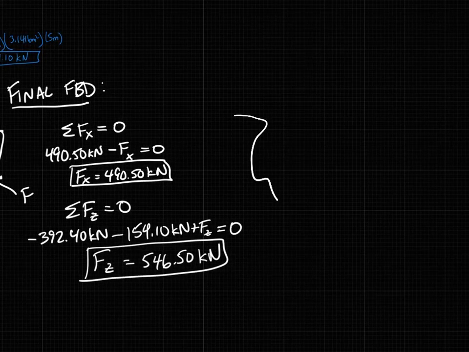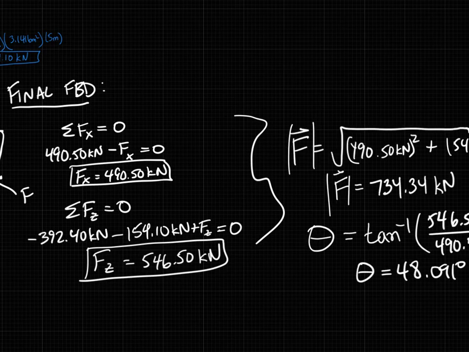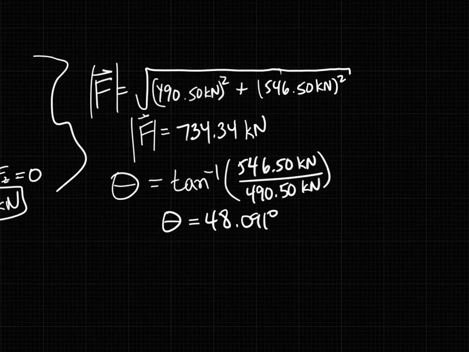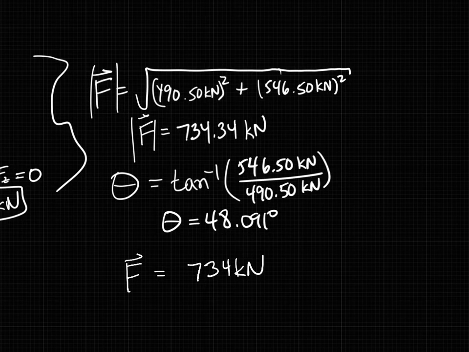I'm actually going to pause and just solve this whole thing for the resultant. So F then. Just figuring out what this force is. We've got F, we've got theta. So ultimately we can say that F equals 734 kilonewtons, keeping 3 for our final, at an angle of 48.1 degrees.